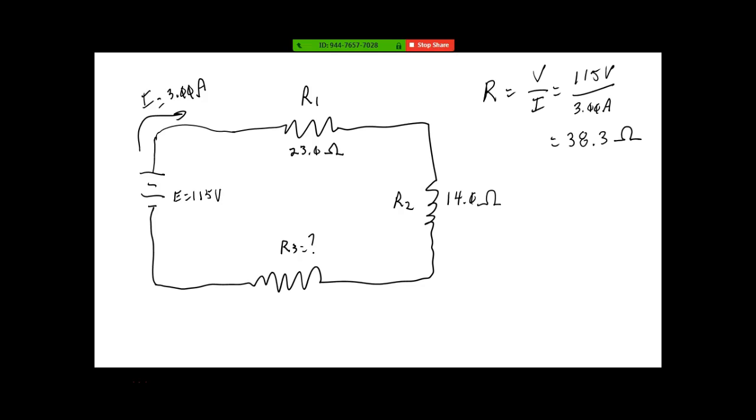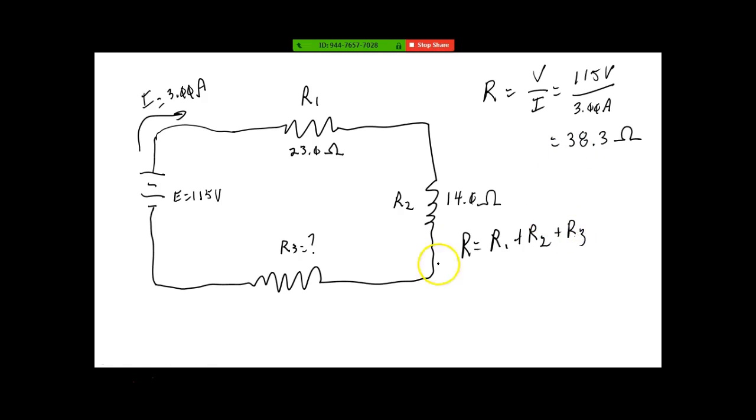But we also know that the total resistance is equal to the sum of your individual resistances in a series circuit. And this is a series circuit. The same current flows through every element. So this will be R1 plus R2 plus R3. Right? Series circuit. That's the rule.